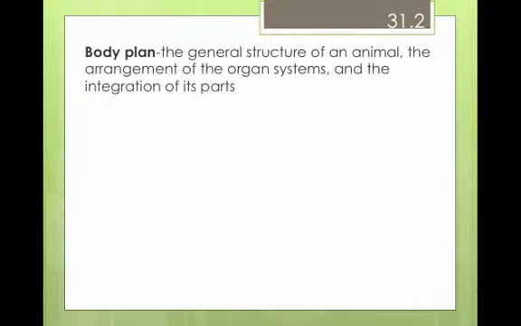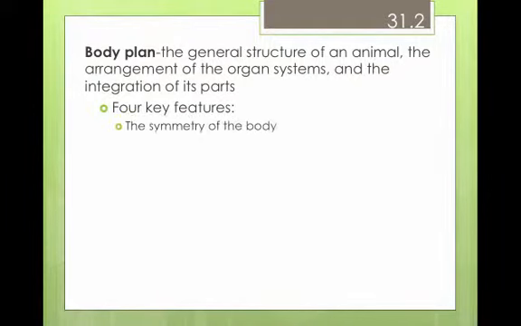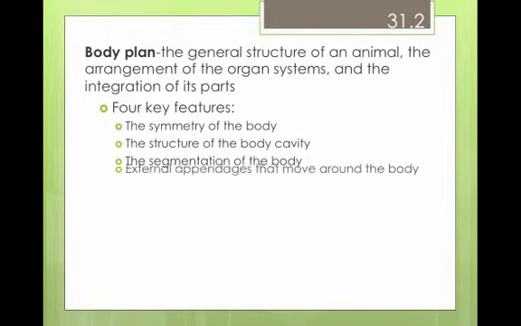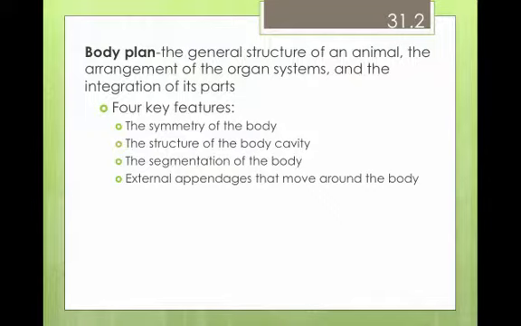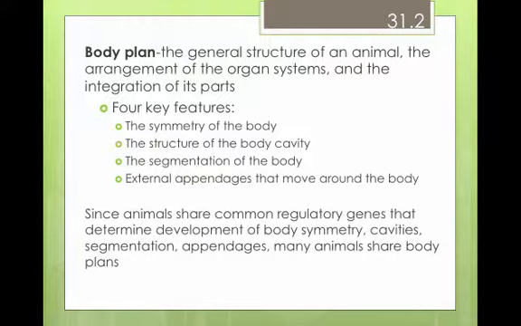So a body plan is the general structure of an animal, the arrangement of the organ systems, and the integration of its parts. So there are 4 key features to this: the symmetry of the body, the structure of the body cavity, the segmentation of the body, and the external appendages that move around the body. So these affect the movement and the interaction of an organism with its environment. And since animals share common regulatory genes that determine development of body symmetry, cavities, segmentation, and appendages, many animals share body plans too.